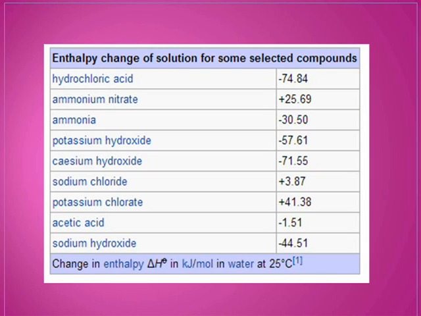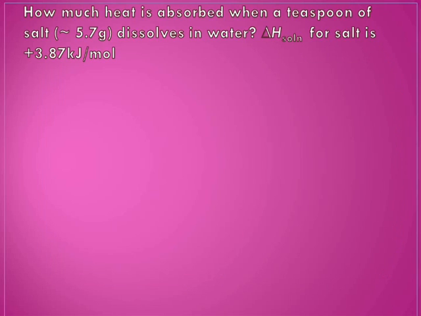Tasty. Here are some enthalpy changes of solution for some selected compounds. They range from negative 74.84 for hydrochloric acid, all the way up to 25 for ammonium nitrate. And we're also using kilojoules per mole. Let's try a fun problem. How much heat is absorbed when a teaspoon of salt dissolves in water? So the delta H of solution for salt is 3.87 kilojoules per mole. When we say salt, there are many different types of salt, but we'll assume it's sodium chloride.